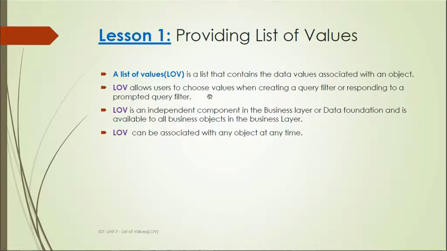Suppose we want to have a query filter, or an input prompt. We can assign this LOV there to get the list of values, and the user can select from it. LOV is an independent component in the business layer or data foundation and is available to all the business objects in the business layer. It is an independent component. It can be associated with any object at any time.